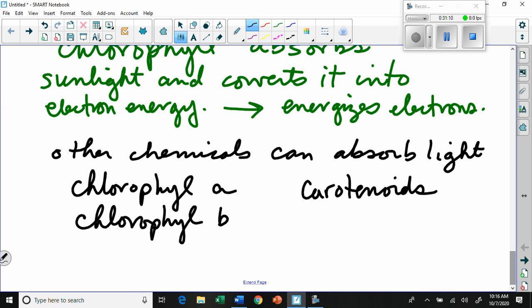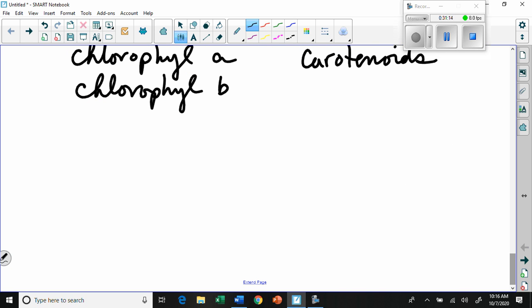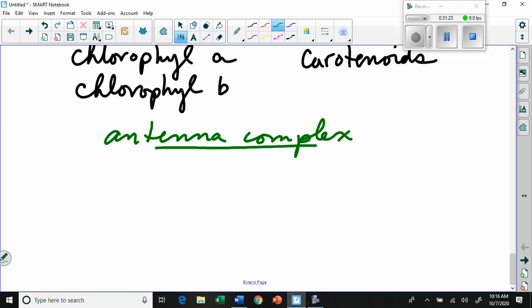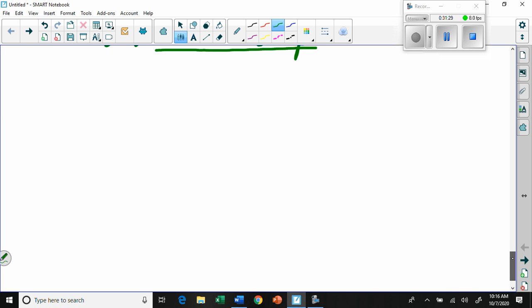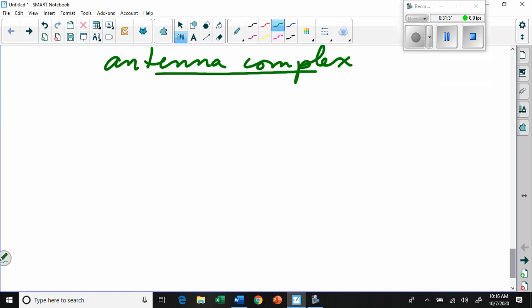Okay. So basically what we have here is what we call an antenna complex. So let's make a title here. The antenna complex. And again, this is just going to be a sort of a diagrammatic thing to basically understand what's going on. Okay? So in the antenna complex, we call it an antenna because it's receiving the light. Okay? So what we're going to do is we're going to draw a picture.